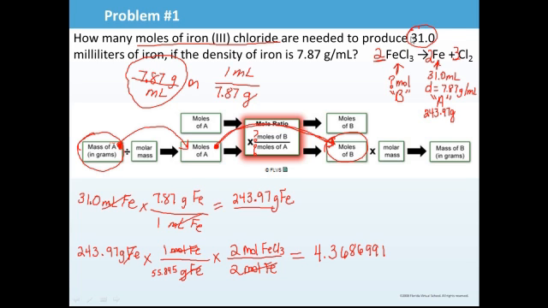So 31.0 has 3 significant figures. Therefore, our answer should have 3 significant figures. We always go to the next digit just to see if we need to round, and we do. Therefore, the answer that I am going to report is 4.37.